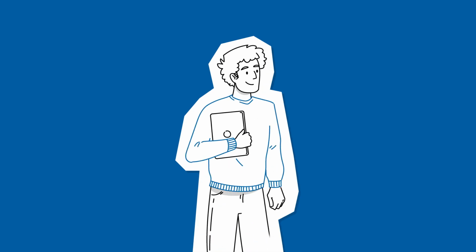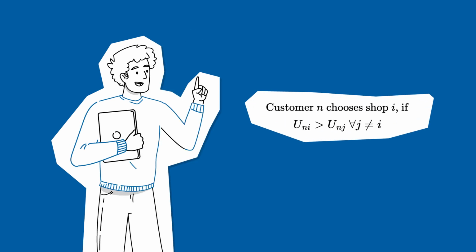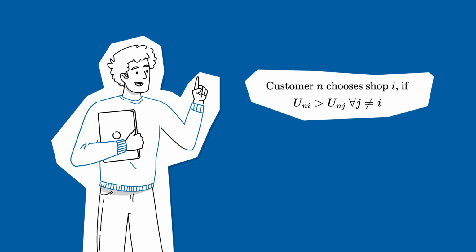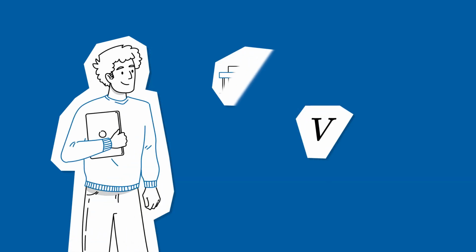Joe is back from his break and tries to remember what he did before lunch. Right, he jotted down a formula for utility maximization. The utility for a decision maker, N, to go to a certain store location, I, equals V plus epsilon. The V we can observe.